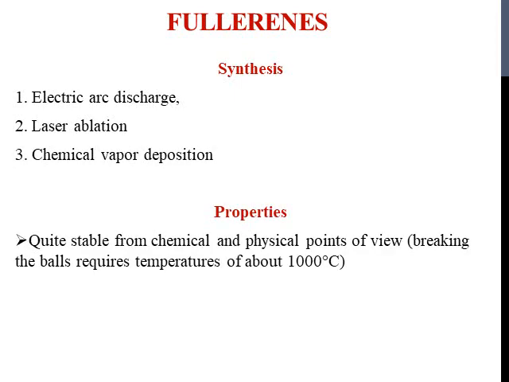Now the properties, as I said, it contains 20 six-membered rings and 12 five-membered rings. All the carbon atoms are sp2 hybridized, and the unhybridized pi electrons delocalize over the ring system. Due to this delocalization of unhybridized pi electrons, the fullerenes show a semiconducting nature. It is quite stable from chemical and physical points of view. There is high stability, and breaking the balls requires a temperature of almost 1000 degrees Celsius. So up to 1000 degrees Celsius, the fullerenes are quite stable.